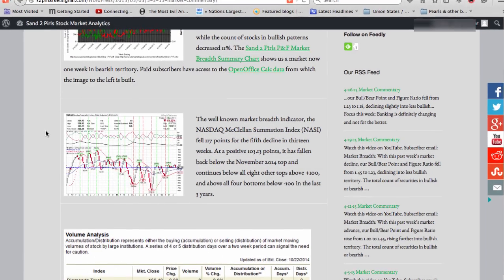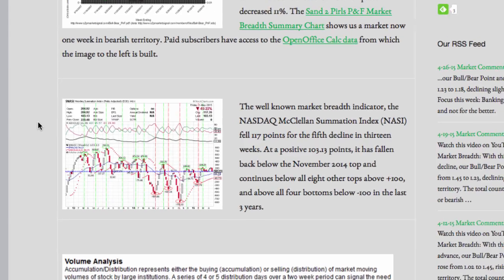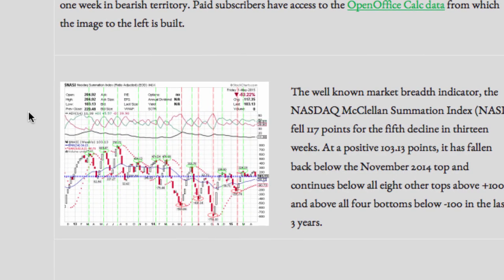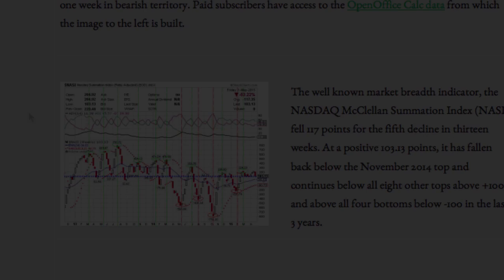The well-known market breadth indicator, the Nasdaq McClellan Summation Index, fell 117 points for the fifth decline in 13 weeks. At a positive 103.13 points, it has fallen back below the November 2014 top and continues below all 8 other tops above plus 100 and above all 4 bottoms below minus 100 in the last 3 years.